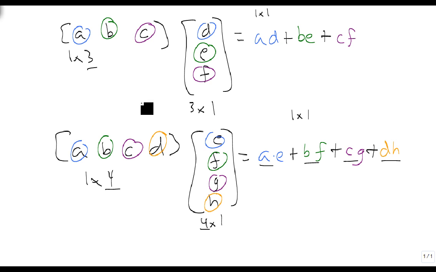Here, 1 by 3, 3 by 1. This 3 said there were 1, 2, 3. So the number that matches tells you how many terms you're going to be adding together.